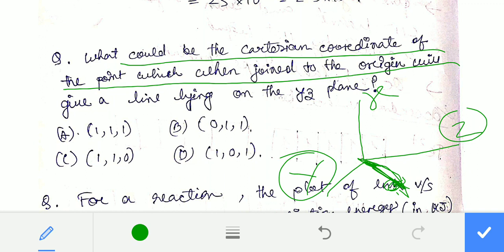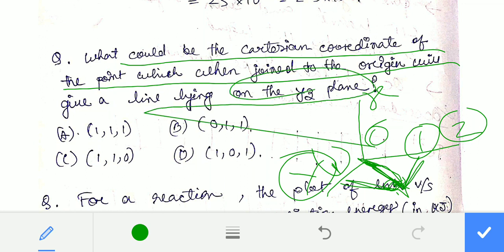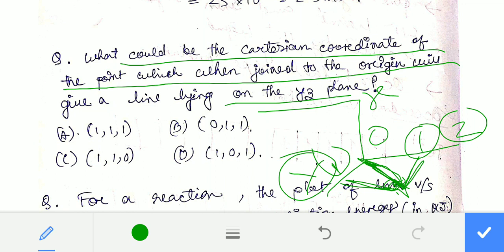the coordinate of the point for the Z axis will be 1, for the Y axis it will be 1, and for the X axis it will be 0. Therefore, the coordinate of this point, which joins with the origin and gives a line lying on the YZ plane, will be 0, 1, 1. For this question, option B is the right option.